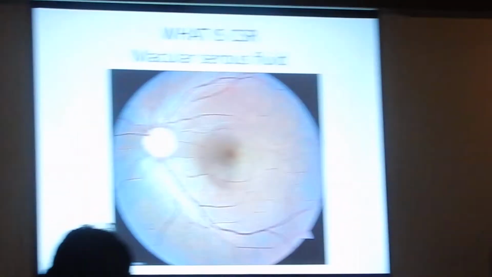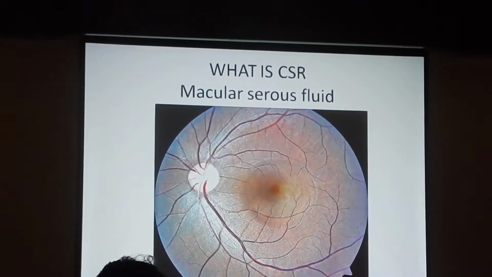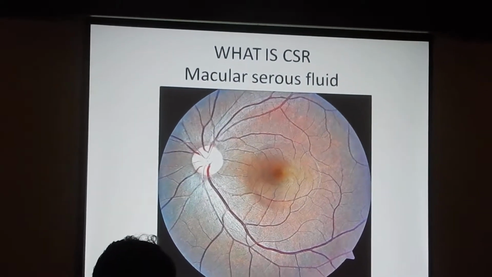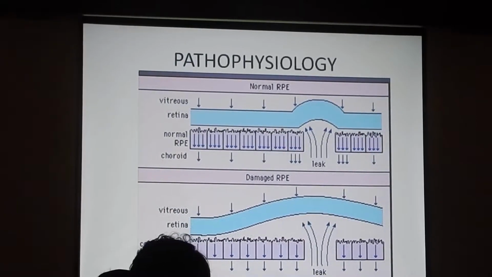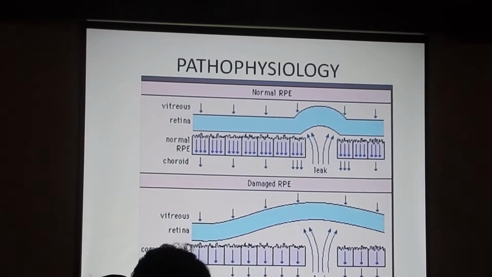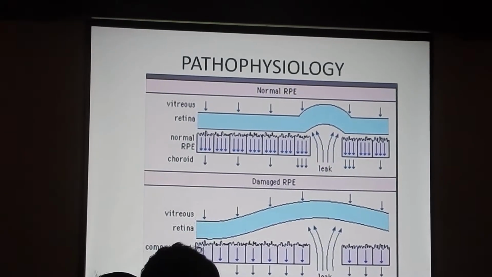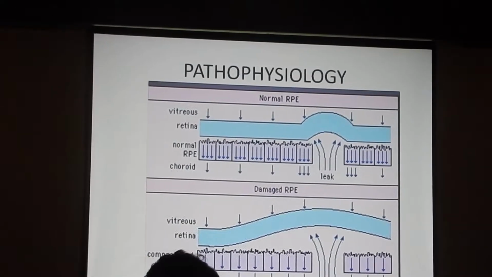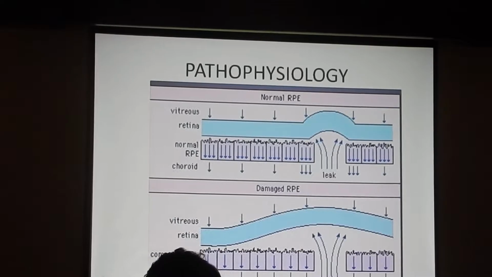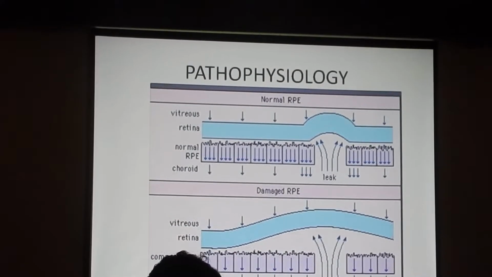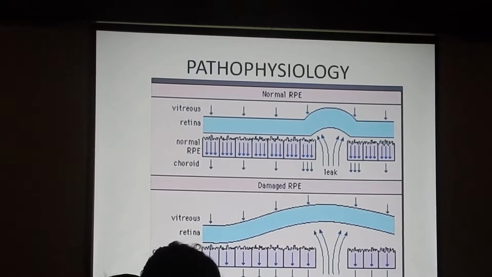So, what is CSR? It is a collection of serous fluid in the macula. That is the exudative serous fluid in the macula. Previously, what we used to believe is that the RPE is the cause of the CSR, that the RPE is not functioning properly. That's why the fluid is collecting in the subretinal space. So now what we believe is that the choroid is the seat of the cause of the disease.